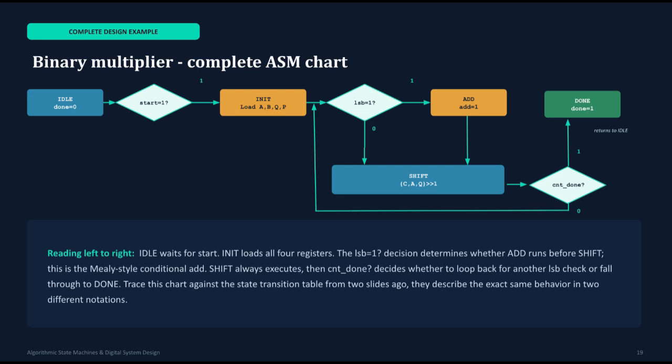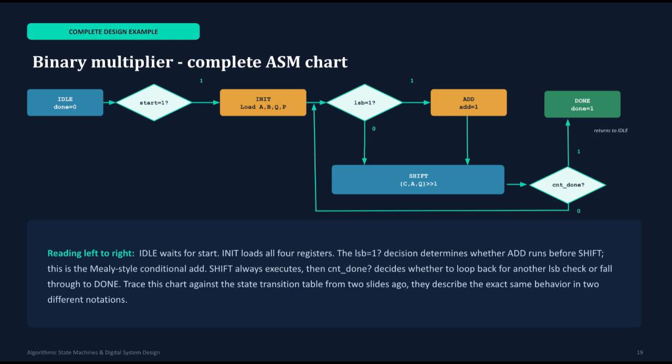Either way, we land at shift, which asserts shift equals 1 and shifts C, A, Q right by 1 bit. From there, CNT_done decides whether we loop back to check the next LSB bit, or fall through to done, asserting done equals 1, and returning to idle.